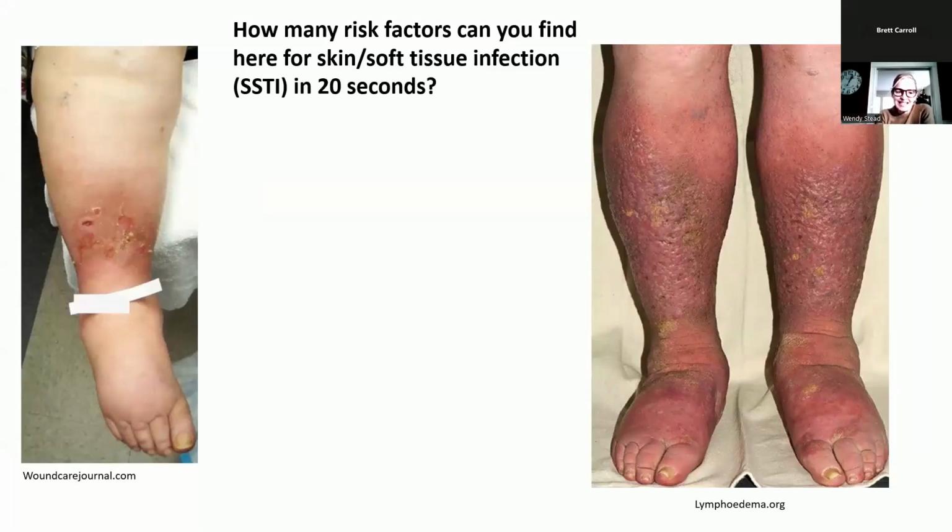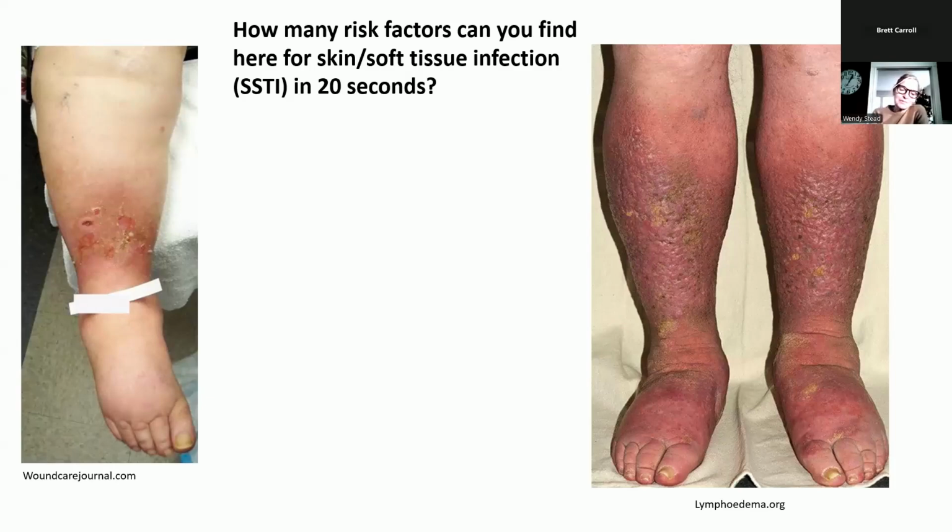I'm guessing that these pictures of legs, which I got online, are probably fairly familiar to everybody that's watching this webinar right now. In fact, you may have just walked out of your clinic and turned this on and just seen legs like this within the last few minutes. And so I just want you to look at these for the next 10 to 20 seconds or so, and think about how many risk factors you can see immediately as you look at these legs that put these patients at risk for skin and soft tissue infections.